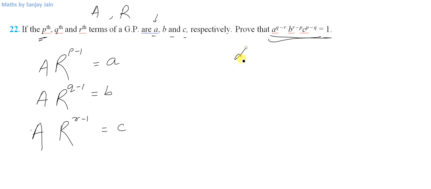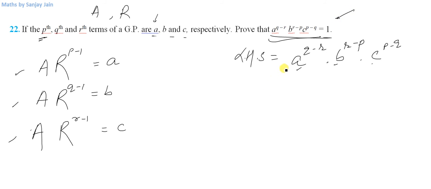So I'll take its left hand side, which is a raised to power q minus r, b raised to power r minus p, and c raised to power p minus q. If I replace these a, b and c with these values, and if I calculate this and it comes out to be equal to 1, then we will say that this relation is true, right? Because 1 is there on the right hand side. So I am simply putting the values of a, b and c in terms of capital A and capital R. So let me do that.